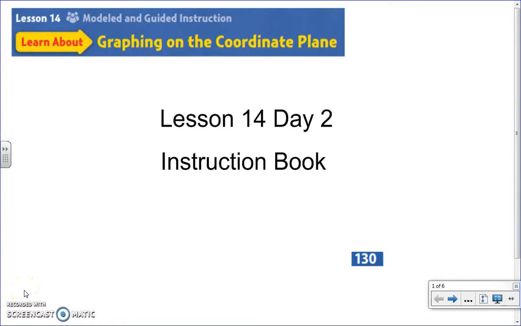Alright, this is Mr. Gillum, and today we're looking at graphing on the coordinate plane. This is in your instruction book on page 130.